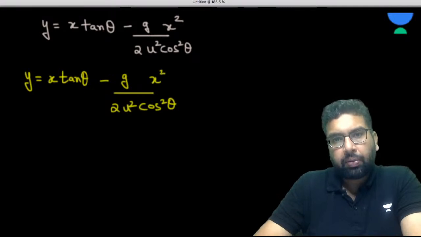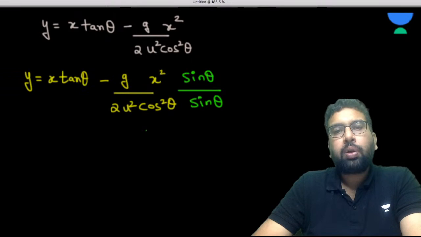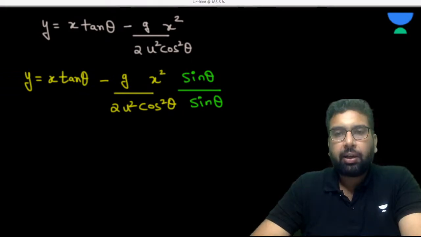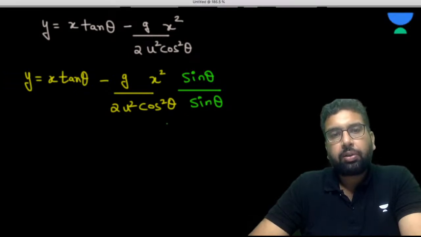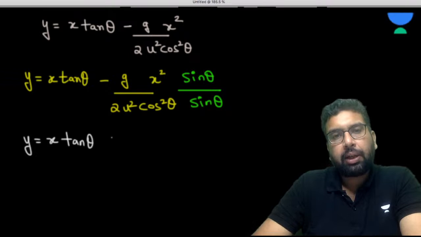Now, if in this equation I multiply a sine theta here, and I multiply a sine theta here, will it change the equation? No, sir, not at all. You have multiplied the same thing and divided the same thing. So the equation remains unchanged, obviously. So what is going to happen next? So sir, can we do it like this? y is equal to x tan theta.